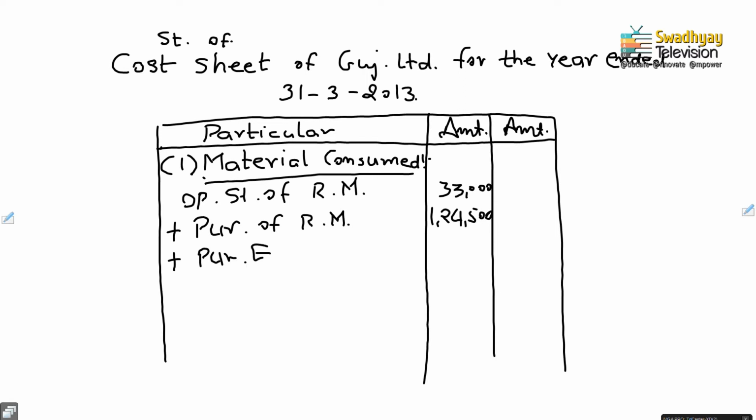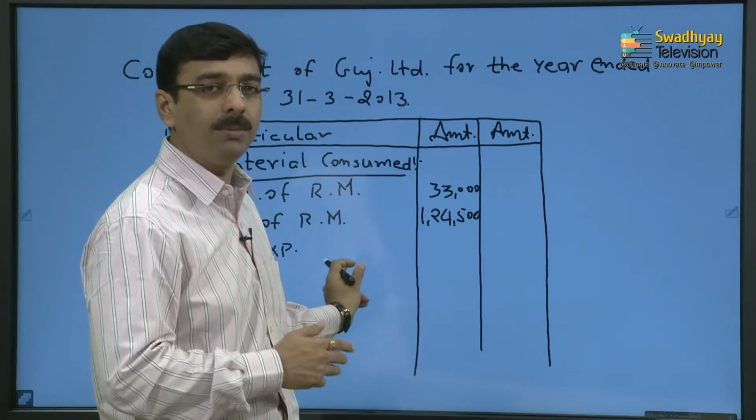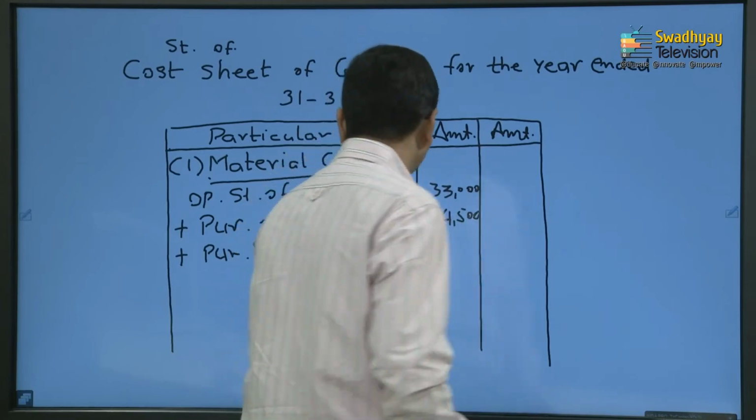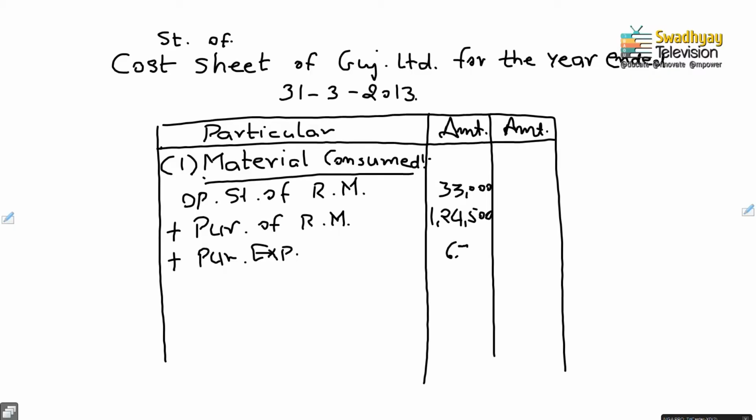If you remember, I told you there are two types of carriage. One is carriage inward and the other is carriage outward. The carriage inward would be recorded here under the heading of material consumed, and it would be added into this particular total. Now the carriage outward amount is 6,750.